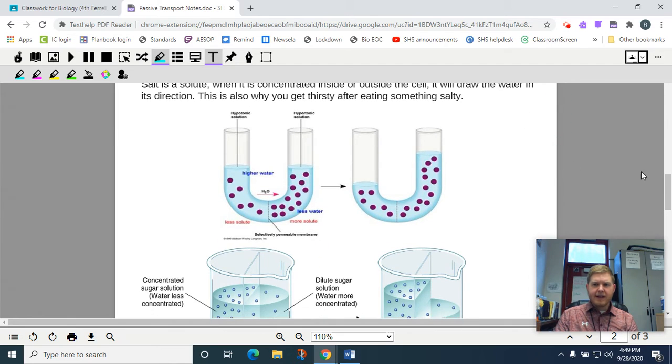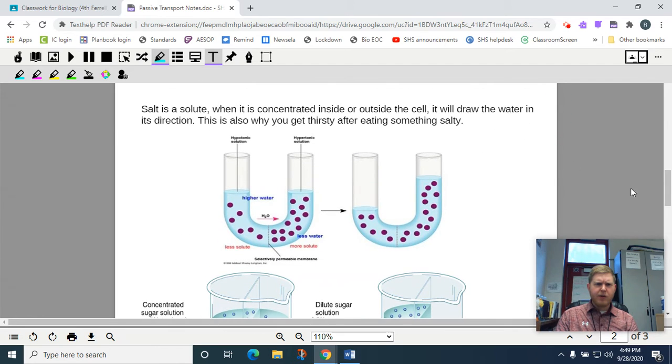So looking down here, these dots are going to be the solute. We'll pretend that's salt. If you look, there's a lot of salt over here, so there's not as much water over here. There's more water on this side, because remember, the salt's taking up space on the other side. There's more space for water to be on this side.